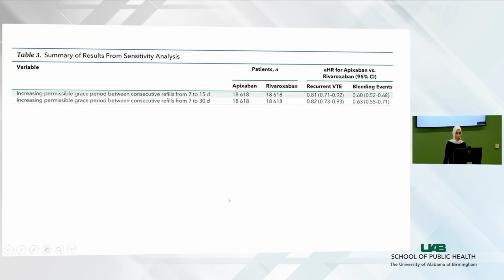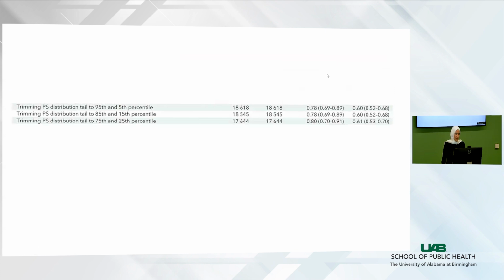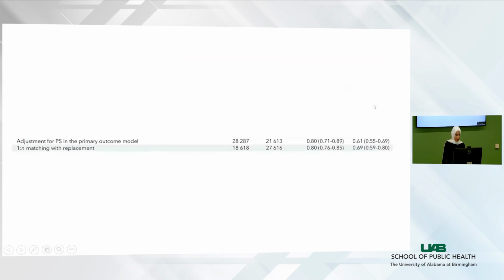So we can see the results of the different sensitivity analyses. For the first few, we increased the permissible gap between refills from 7 days to 15 days, and from 7 days to 30 days. We can see here the results for both the effectiveness and the safety outcome. So we have consistent results despite changing our study assumption. We trimmed the propensity score distribution tails to the 95th and 5th percentile, to the 85th and 15th percentile, and lastly to the 75th and 25th percentile. And we can see the study estimates remain consistent for both effectiveness and safety.